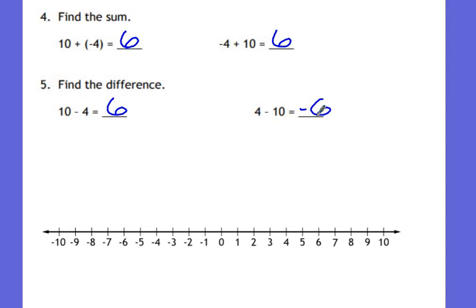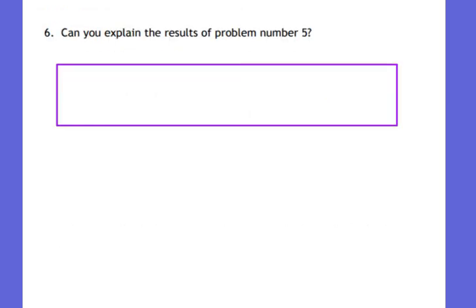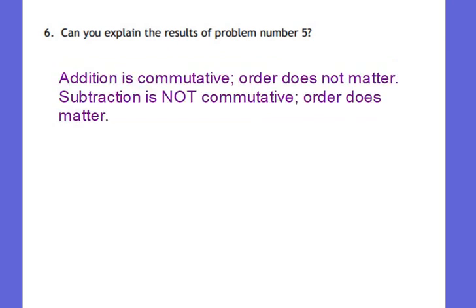Very good. So, to sum that up on number 6, can you explain why the results happened? That is because addition is commutative. Commutative means order does not matter. Subtraction is not commutative. Order does matter. So that is number 6.